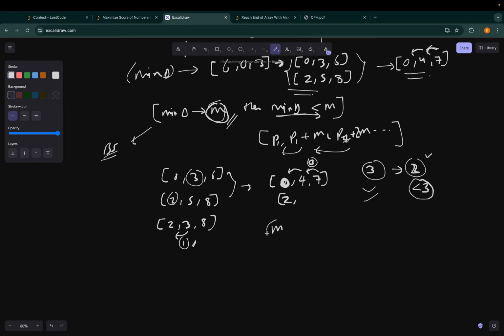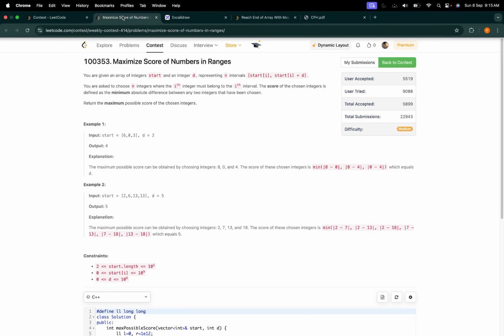So just fix an m, so binary search on this m, and when you sort the array, you will always start with the lowest number. So if I sort this 0, 3, 6 array, I'll always start with a 0 over here, so that will increase my chances of getting m as my answer, because now I will have more freedom on what I can choose for the next number. So you just start with the lowest number always. That's the idea. Let me show you the code.